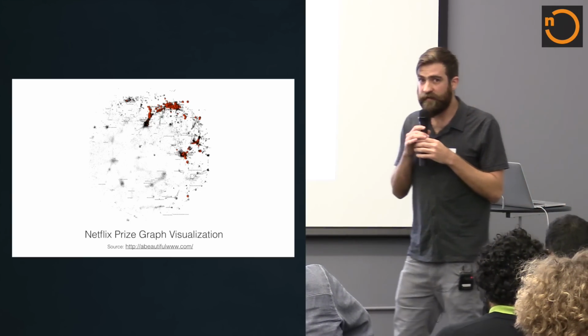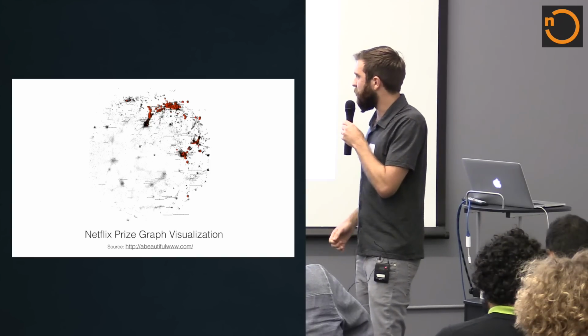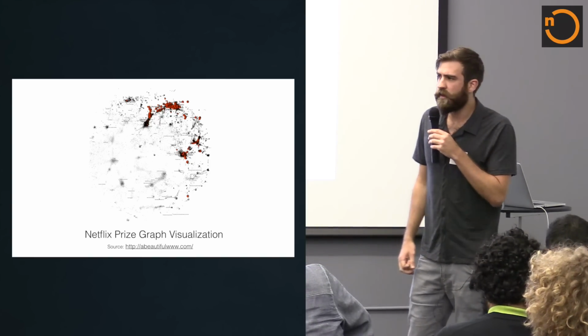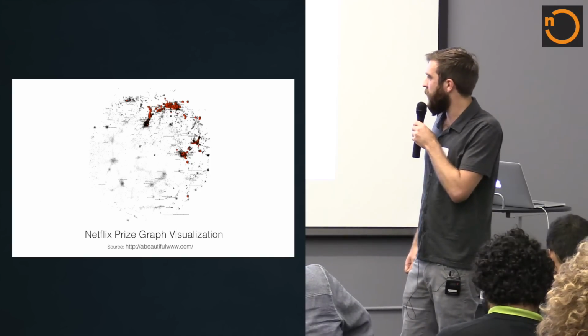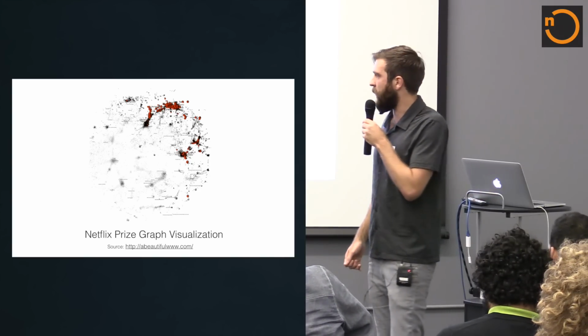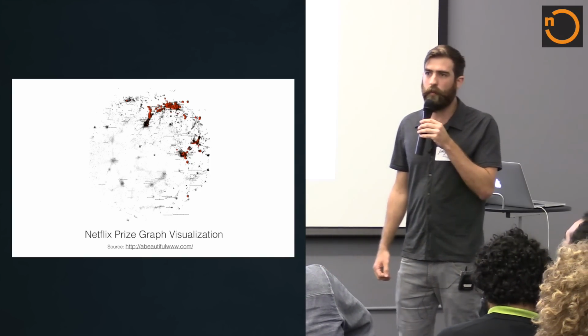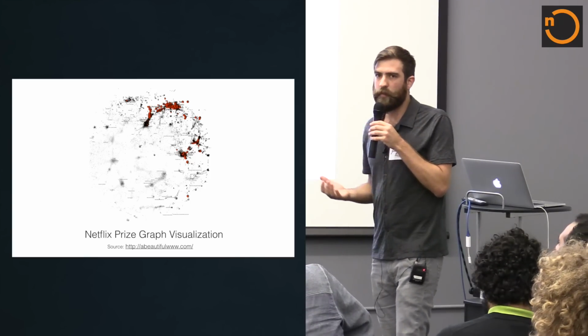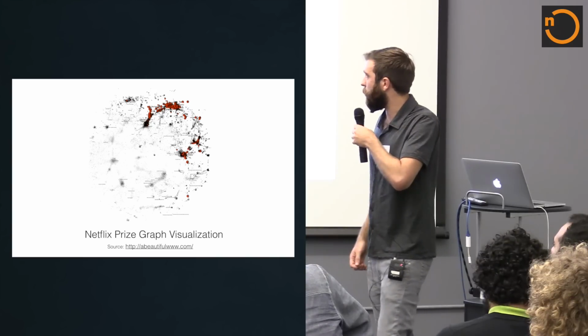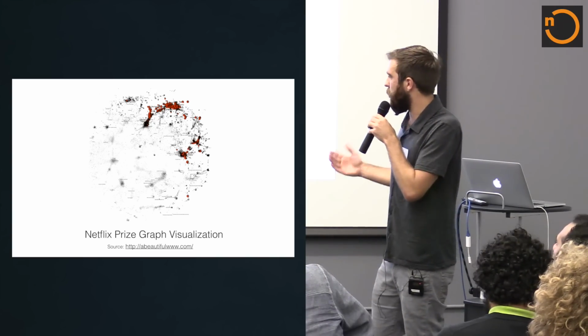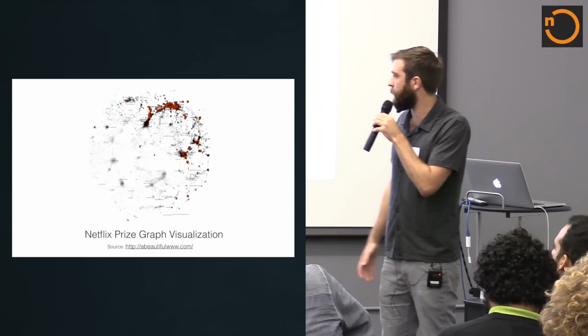Another example of a graph visualization is from a data set called the Netflix Prize. Netflix, a number of years ago, published a lot of user rating data and asked data scientists around the world to use it to come up with an algorithm to improve their movie recommendation systems. So this is one example published on abeautifulww.com.